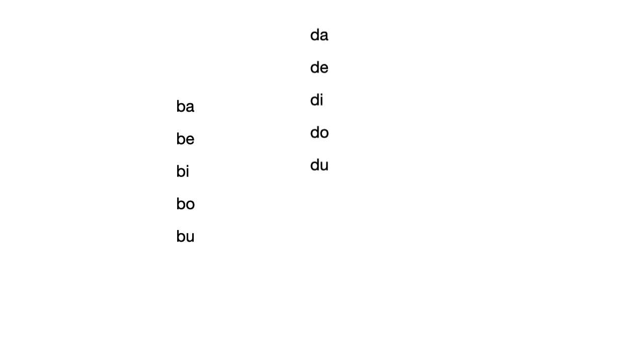Let's do another one. D sounds just like the English D. So let's do this once again, but with the D sound. Da, de, di, do, du. I know this sounds a little silly, but trust me, you need to practice this. It's very important for communication in Spanish that you pronounce your vowels correctly. Okay? A last one. The F sound: fa, fe, fi, fo, fu.